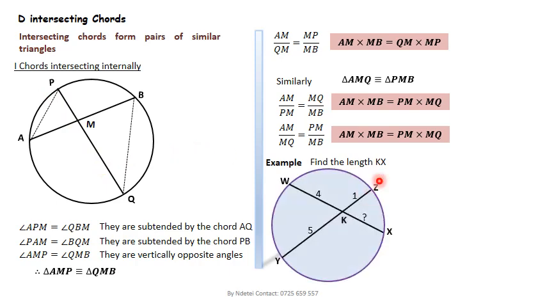We're told find the length KX in this diagram here, and we know that WK times KX should be the same as YK times KZ. We don't have KX, and therefore 4 times that unknown that you don't know there is the same as 5 times 1, and therefore KX is 5 over 4, and the answer therefore is 1.25.